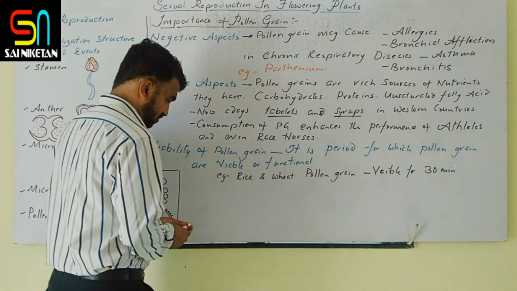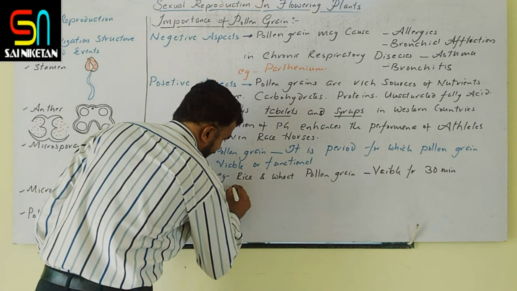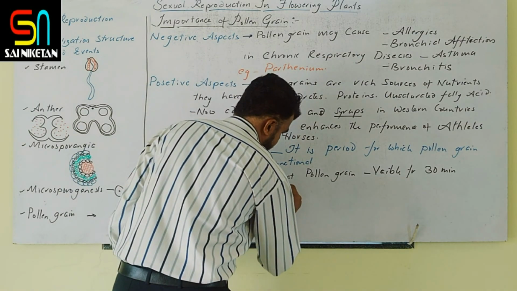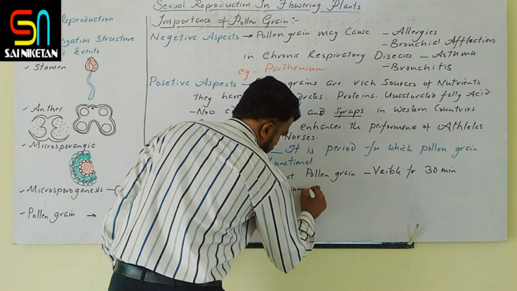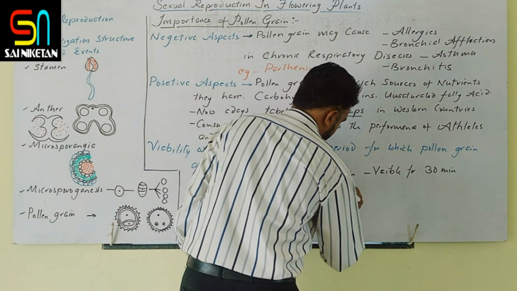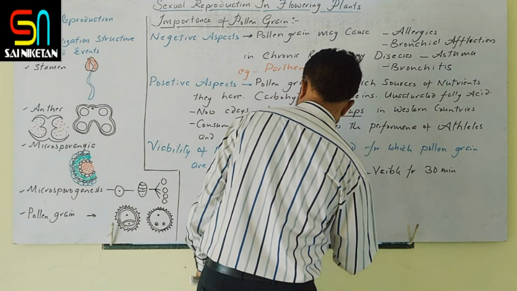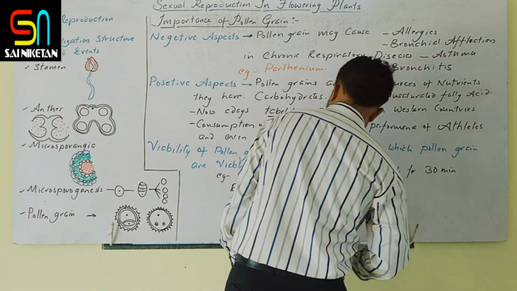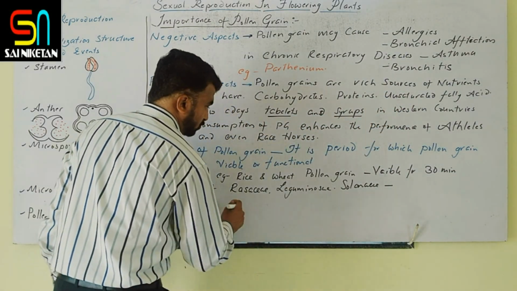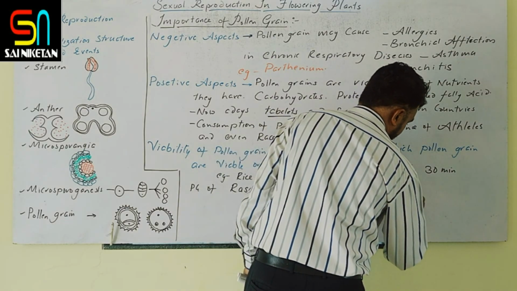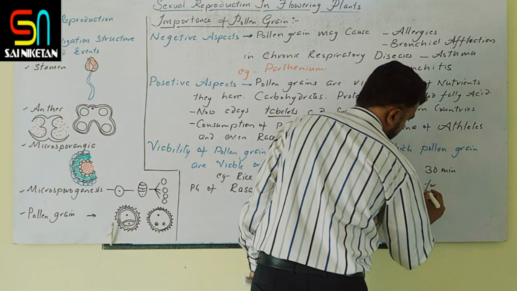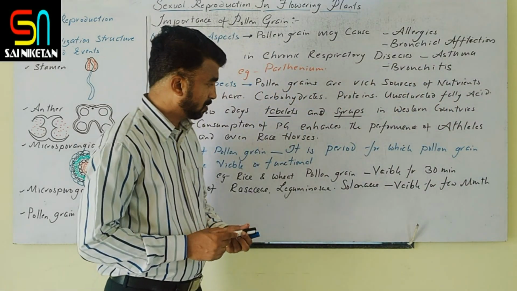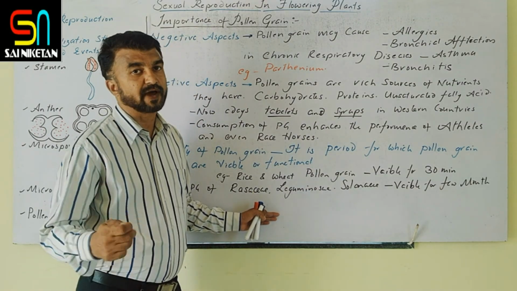Clear? So apart from this, some other examples are families like Rosaceae, Leguminaceae and Solanaceae. The pollen grains of Rosaceae, Leguminaceae and Solanaceae are viable for a few months. Clear? Now, what are the conditions that will decide the viability of a pollen grain?